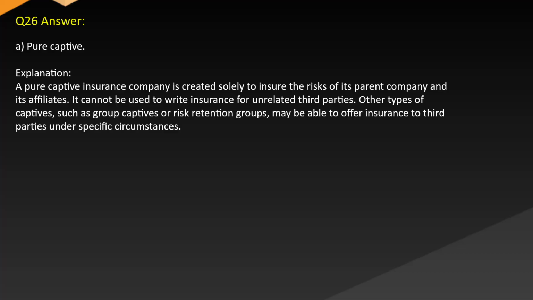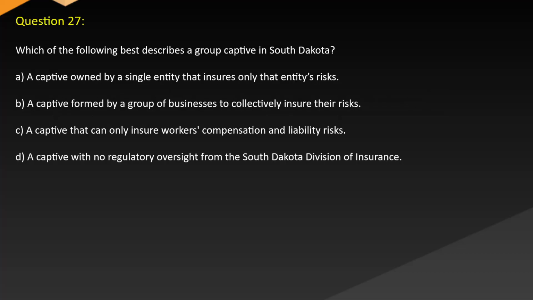Answer: A. Pure captive. Explanation: a pure captive insurance company is created solely to insure the risks of its parent company and its affiliates. It cannot be used to write insurance for unrelated third parties. Other types of captives, such as group captives or risk retention groups, may be able to offer insurance to third parties under specific circumstances.